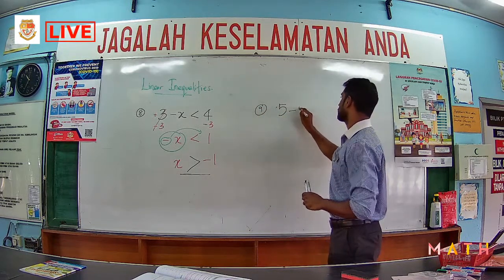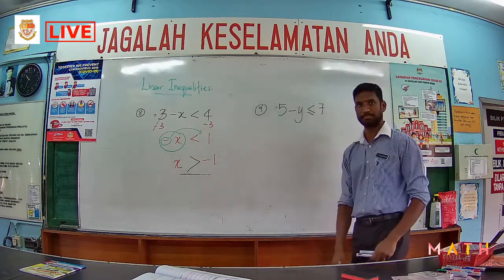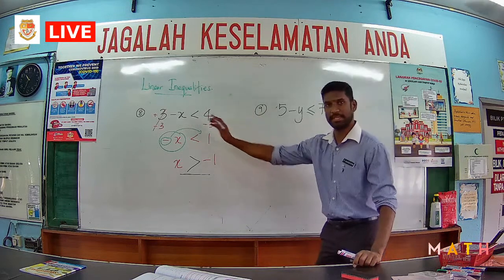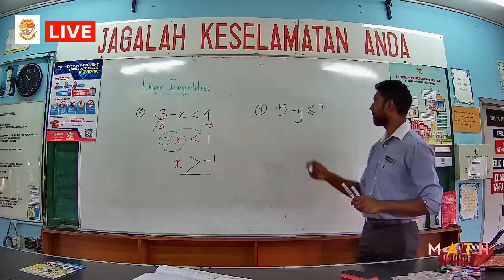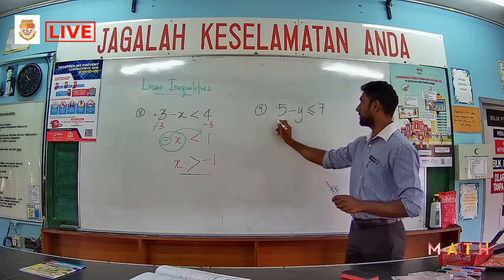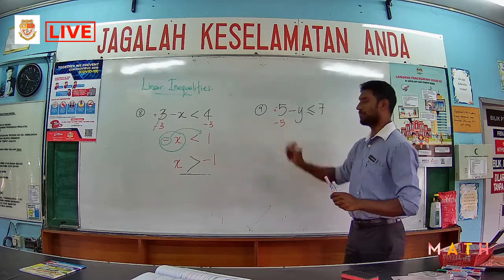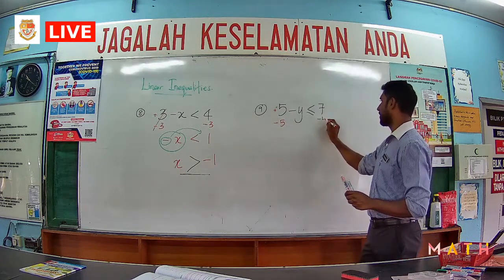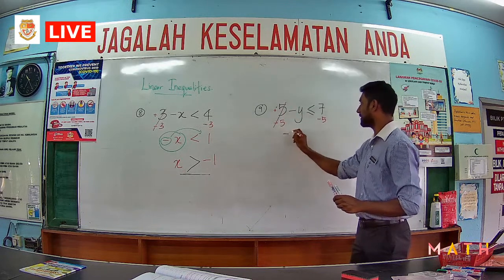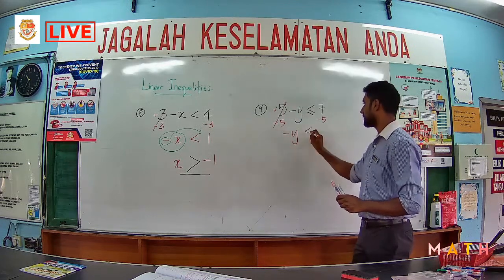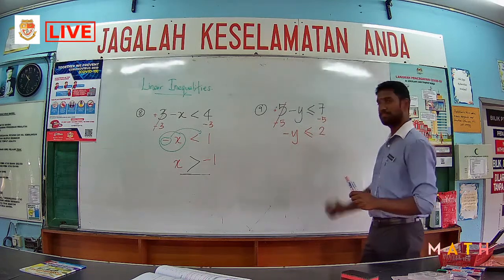5 minus y less than or equal to 7. I just use the same idea now. Which number are you going to eliminate? 5, right? So what is the opposite? This is positive, so we are going to give negative 5 on both sides. So these two numbers will be eliminated. You will have negative y less than or equal to 7 minus 5, which is 2.